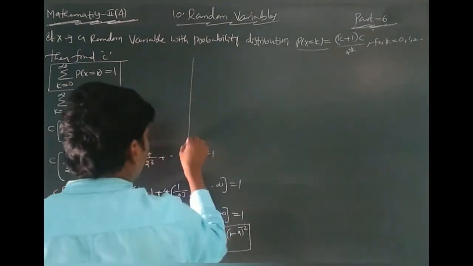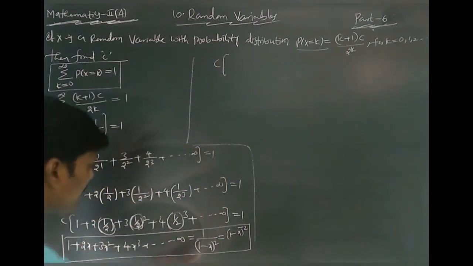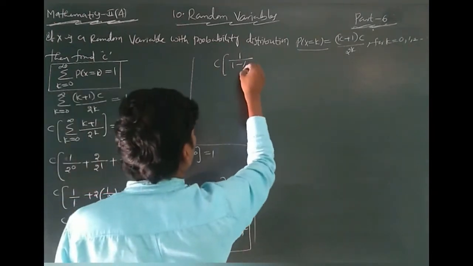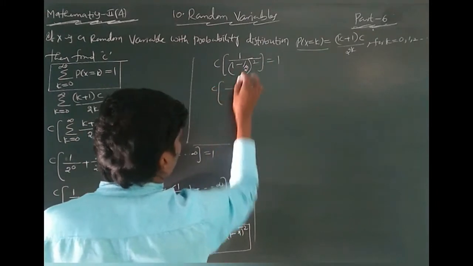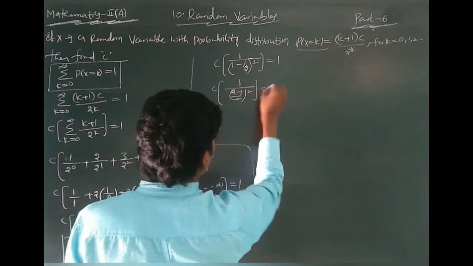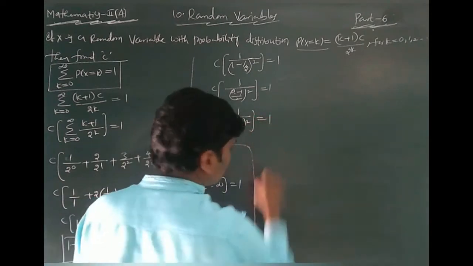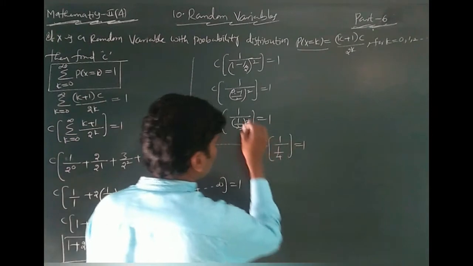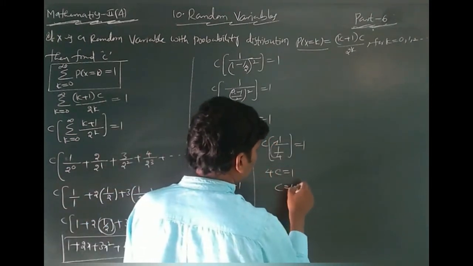That's why in this formula you can write c into 1 by (1 minus x) whole square, where x value is 1 by 2, equal to 1. C into 1 by (1 minus 1 by 2) whole square equals 1. Taking the LCM, 2 minus 1 by 2 whole square, that is 1 by 2 whole square, equal to 1. After that, c into 1 by 4 is equal to 1. This value goes to the other side: 4c equal to 1, then c is equal to 1 by 4.